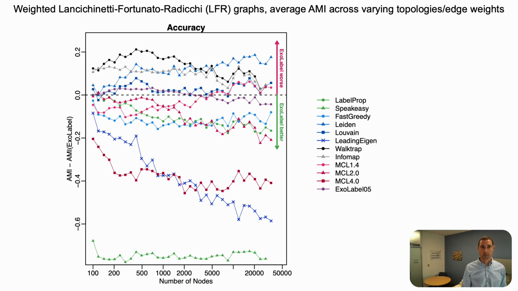On these synthetic networks, what you can see is that ExoLabel, shown in purple, is competitive in terms of accuracy, but some of the algorithms, especially the slower ones, can beat it on these synthetic networks. Also, as the number of nodes in the network increases, ExoLabel more or less maintains its accuracy, whereas many of its competitors fall in accuracy relative to it.